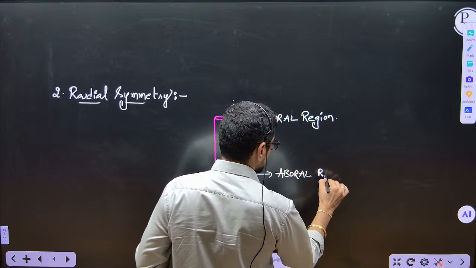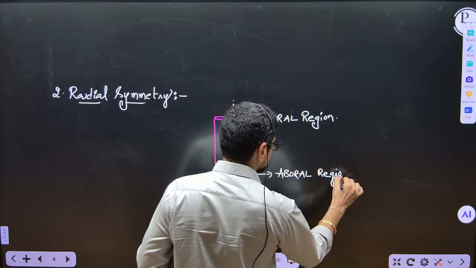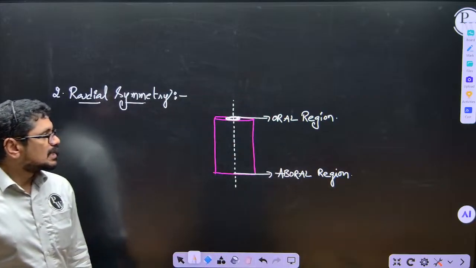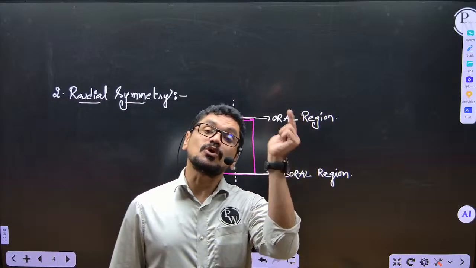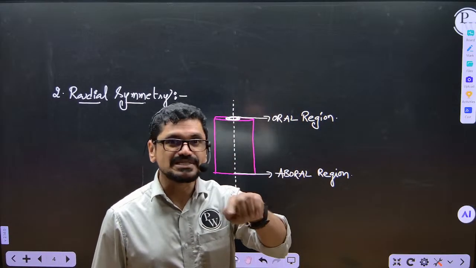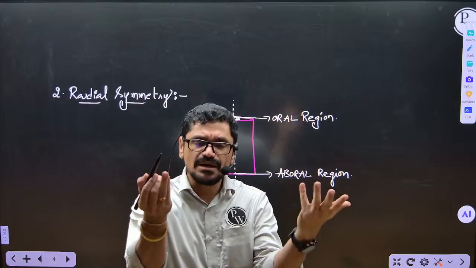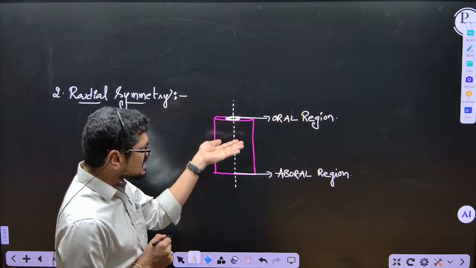Aboral region. The opposite of oral is aboral. Aboral is where the anus is supposed to be present. The anus is not seen in some animals, not in all animals. So this is the oral region and this is the aboral region.